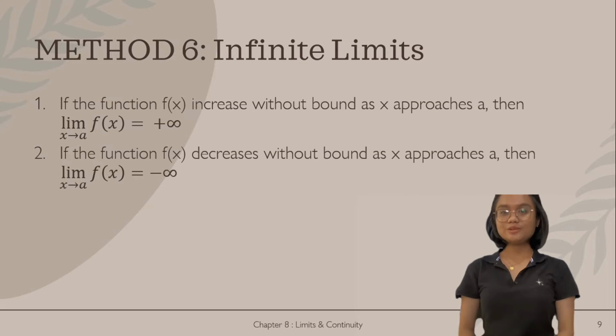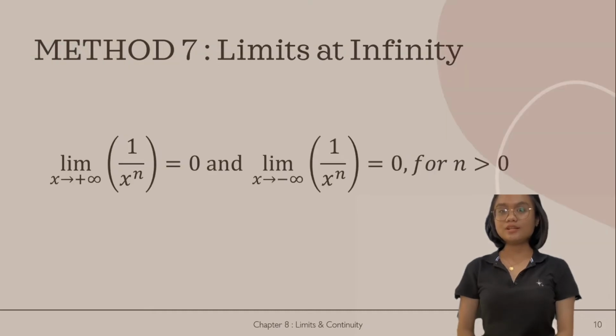Then, we will go to infinite limits. Method 6 is used in infinite limit. Also, we can use infinite limit to find vertical asymptote. Method 6 is when 1 over 0 is equal to positive infinity or negative infinity.